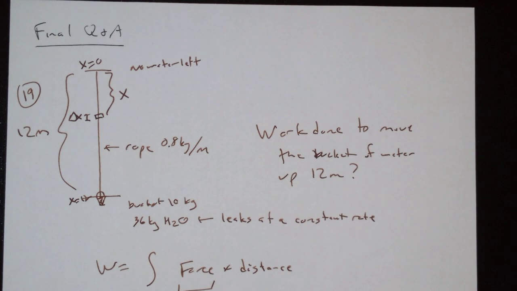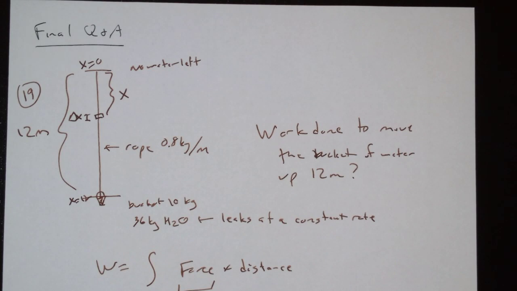Why? The bucket is 10 kilograms. How much does the rope weigh? The rope weighs 0.8 kilograms per meter. How long is the rope? 0.8 times 12 is 9.6, just under 10 kilograms. The rope weighs almost the same amount as the bucket, a little bit less, right?